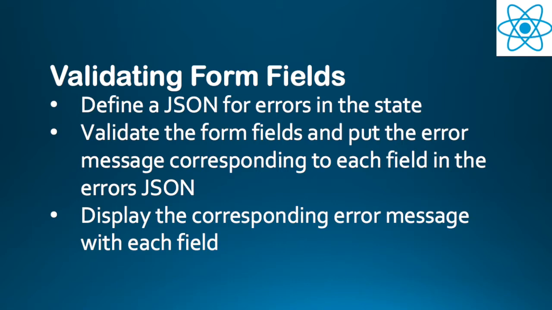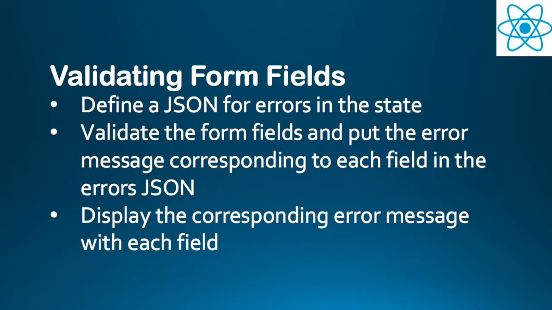We will follow a three-step process. Suppose there is a component in which the form has been created. So we will define a JSON for errors in the state. We will validate the form fields and put the error message corresponding to each field in the errors JSON. And then finally, we will display the corresponding error message with each field.